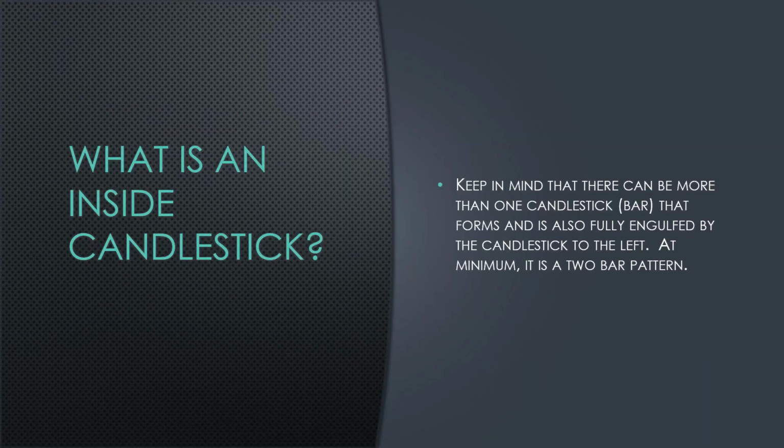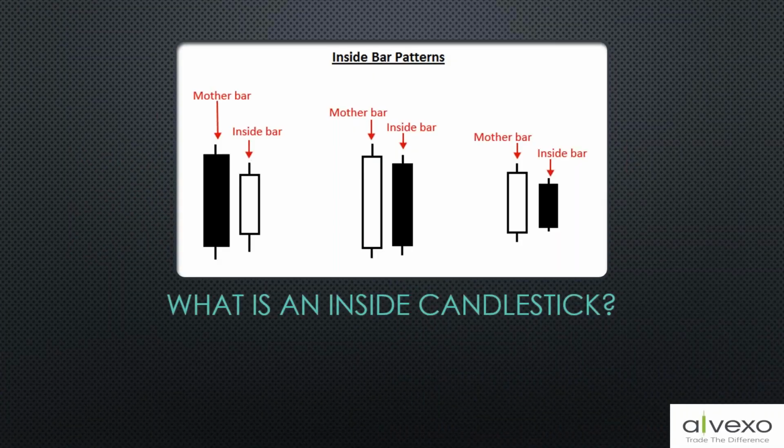Now keep in mind that there can be more than one candlestick that forms, and it is also fully engulfed by the candlestick to the left. At the minimum, it is a 2-bar pattern. So here you can see 3 different types of what we call inside bar patterns. Now think of it as a mother bar and a baby bar. The mother bar is always to the left. The baby bar is always to the right. The baby bar is always smaller than the mother bar and should be of the opposite color.